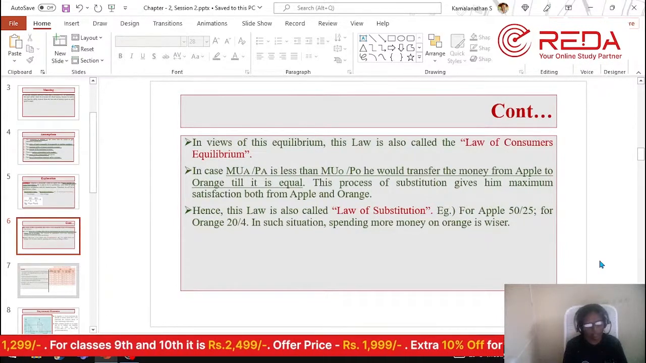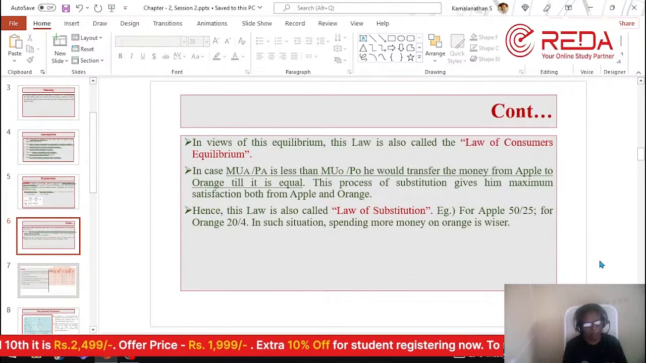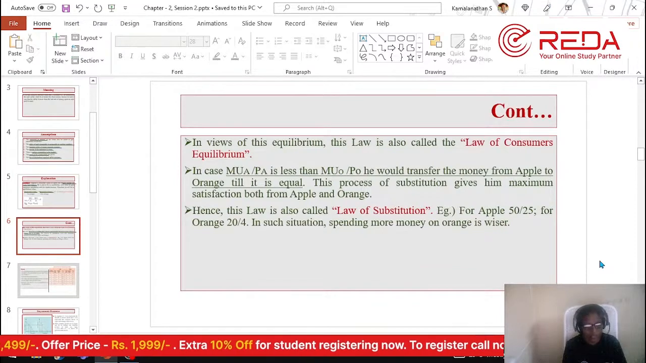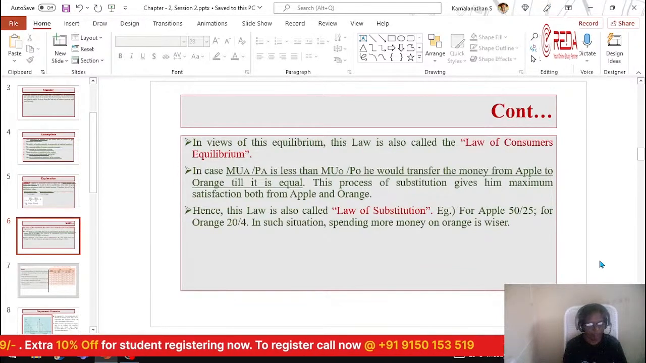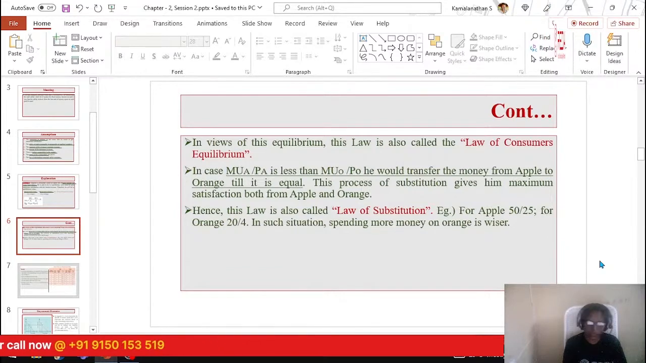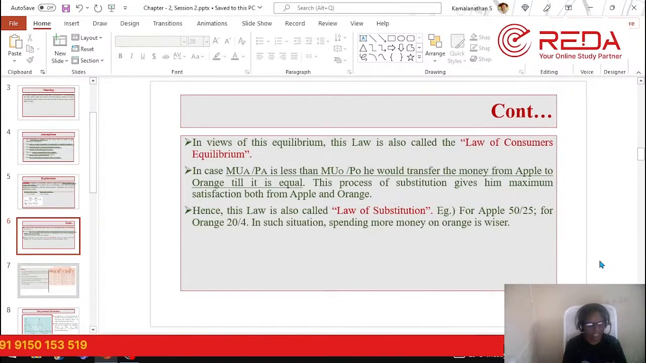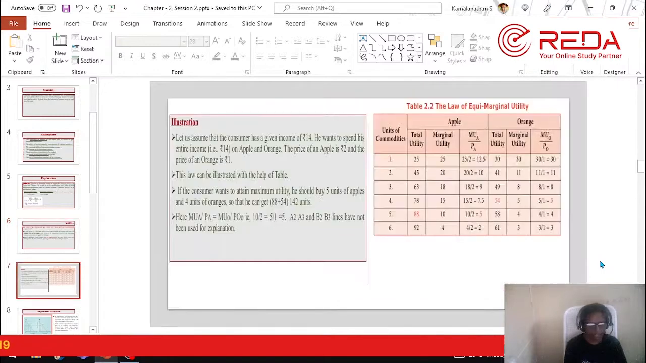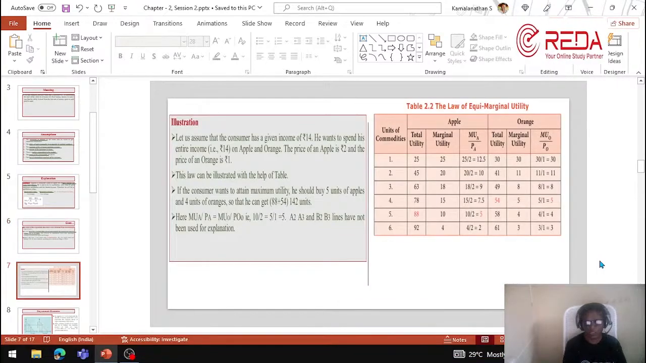Okay, so here, for example, if the apple is 50 by 25 according to the formula, and orange is 20 by 4, then there will be a what? This situation indicates that spending more money on orange is wiser. Why? To get the maximum level of satisfaction. With the help of the illustration, you can still understand very clearly.